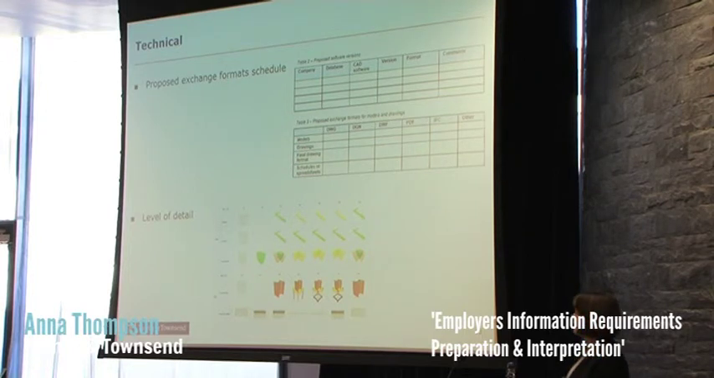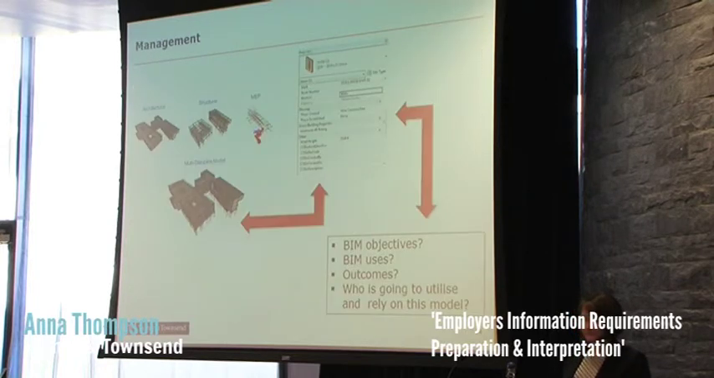We also need to define the level of detail. So what we've got here, you can see an object is very straightforward. It's just an object. It's just a door to start with. But as we move through the different stages, you can see the level of detail associated with the model is more detailed. So we need to define that. We need to look at level of detail.